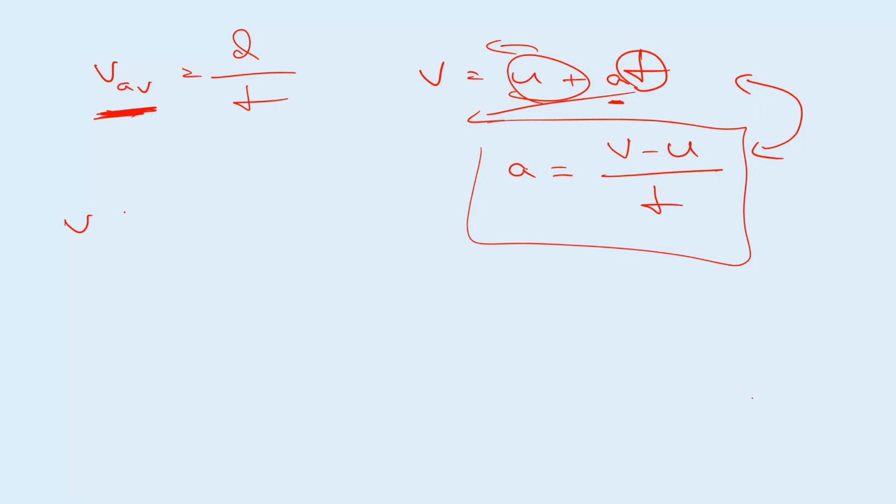Anyway, moving on, we have V squared, the final velocity squared, is equal to the initial velocity squared plus 2 times the acceleration times the displacement. There's the fourth equation.